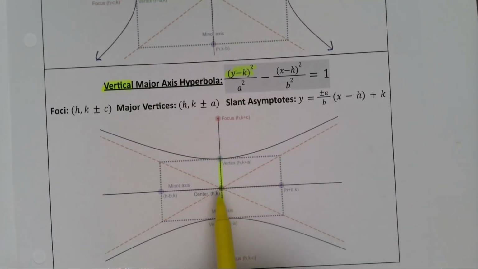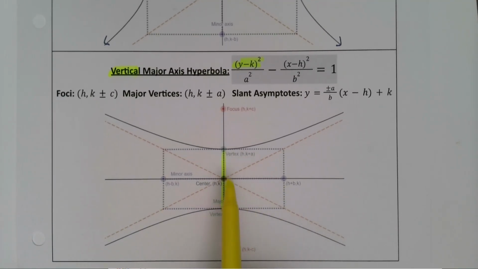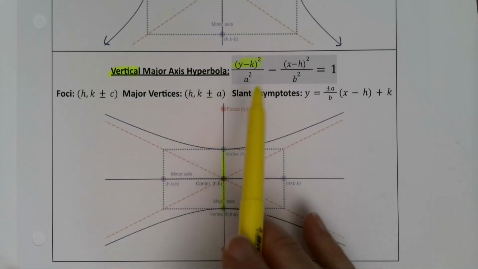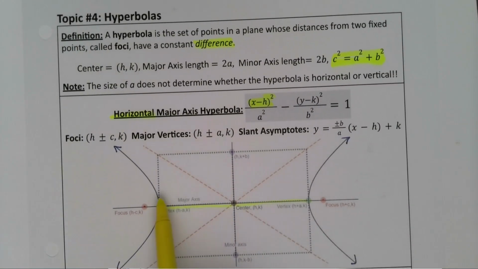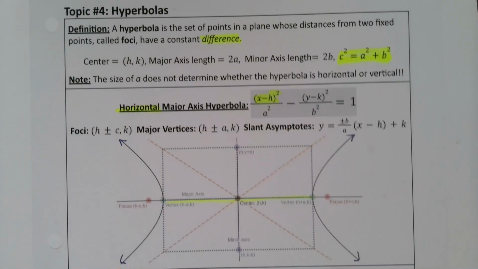They can be small. It's possible for your major axis to be smaller than your minor axis. That's actually happening in this case, and that's okay because that's not really what determines whether it's major or minor. What determines it is whether the hyperbola is facing up and down, which means vertical, which means it must have been y minus k squared in front. Or if it's horizontal, which means it must have been x minus h squared.